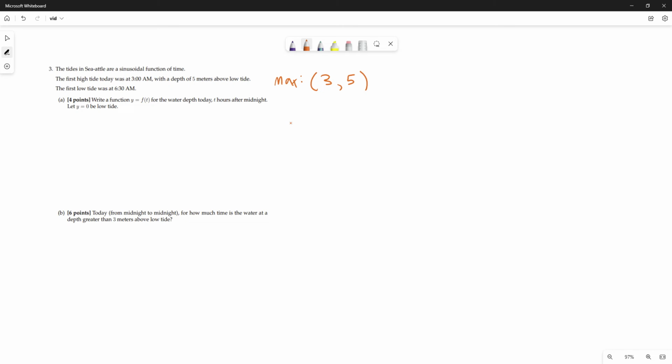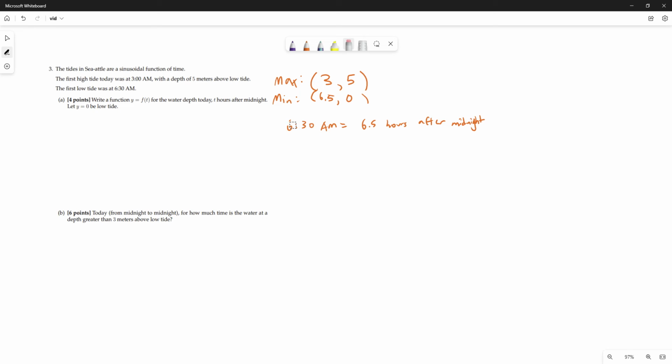Now, it also says that the first low tide was at 6:30 a.m. So that is going to be a minimum point. It is at 6:30, which converts to 6.5 hours after midnight. So that means we have our second data point here. And part A says write a function y equals f of t for the water depth today, t hours after midnight. Let y equal 0 be low tide. So this minimum value's y value is going to be 0.